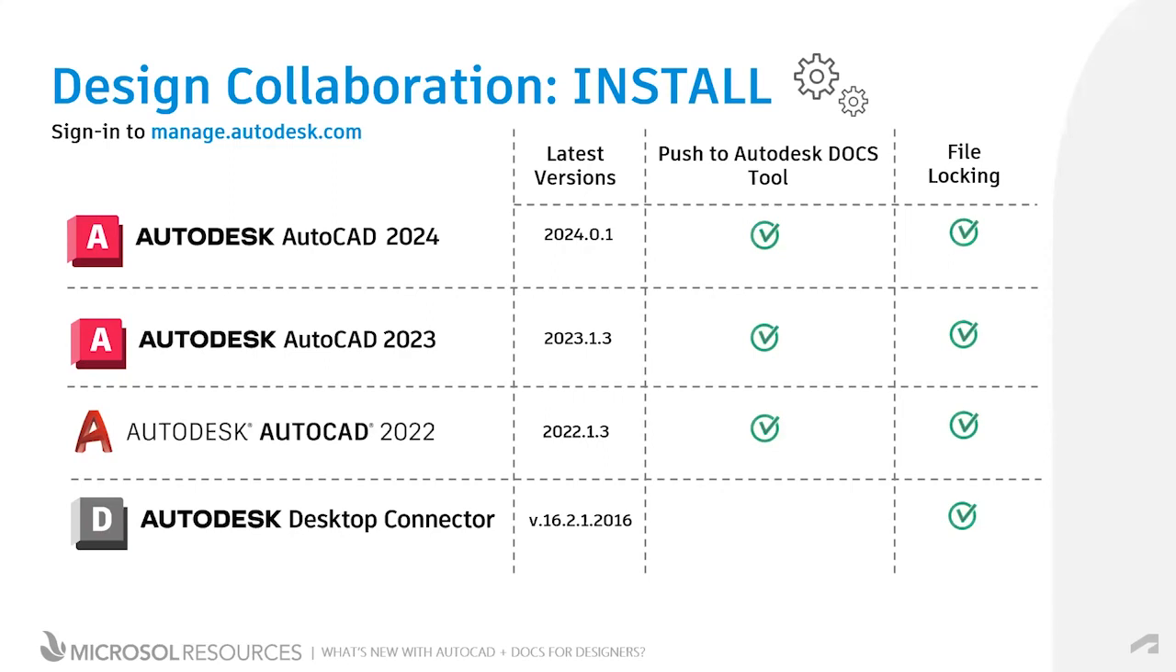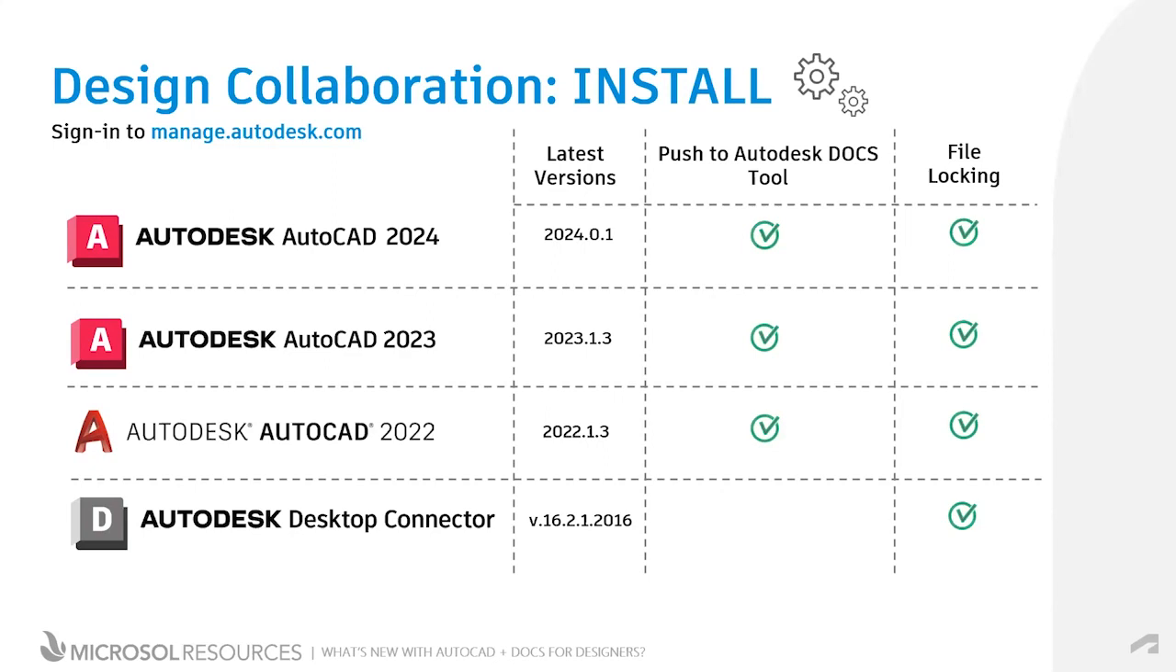The reason for this is the file locking tool, which is now included and eliminates the need for the previous plugin required in earlier versions. The file locking tool is what alerts other users that a team member is currently working on a file, and thus this file cannot be edited simultaneously. To access the latest versions of your Autodesk products, sign in to manage.autodesk.com with your credentials and select the software you want to update.